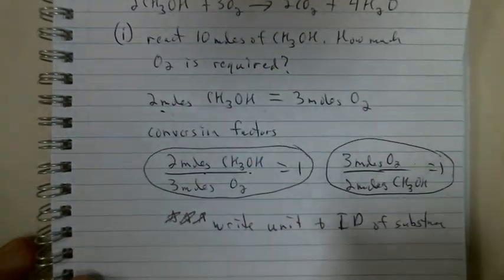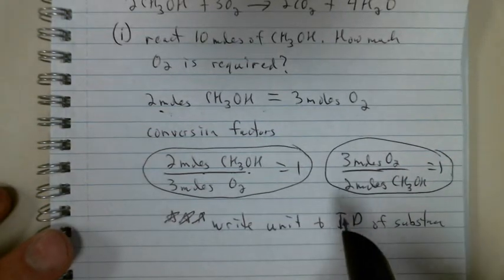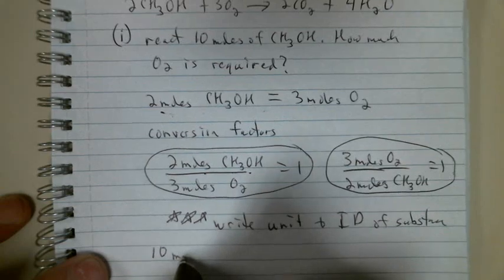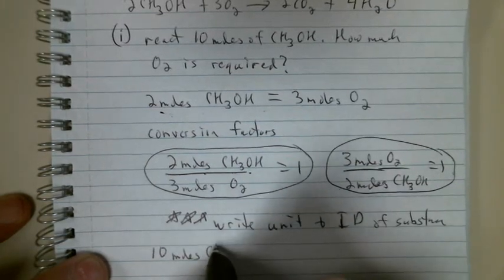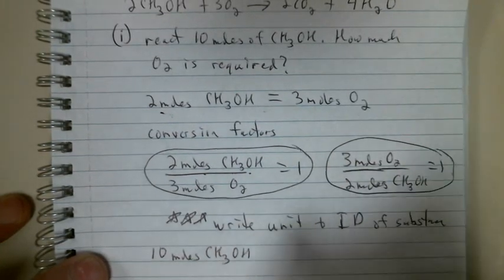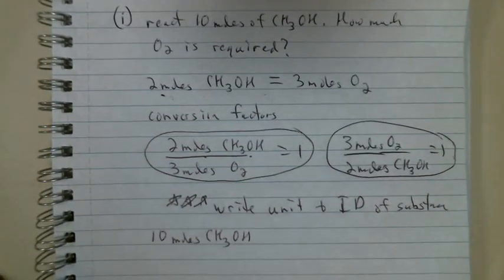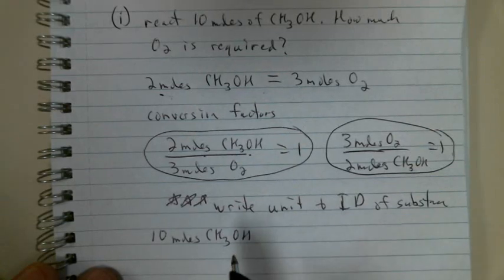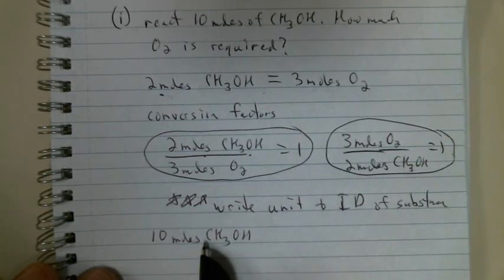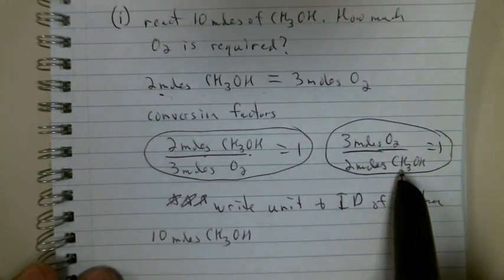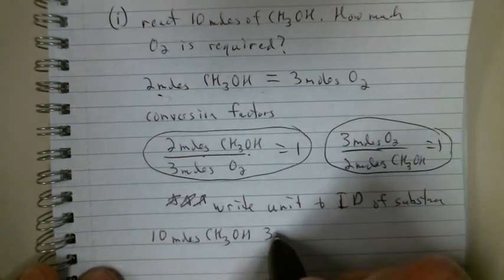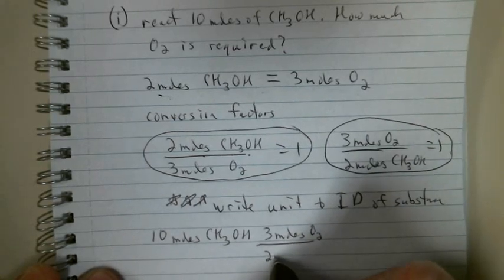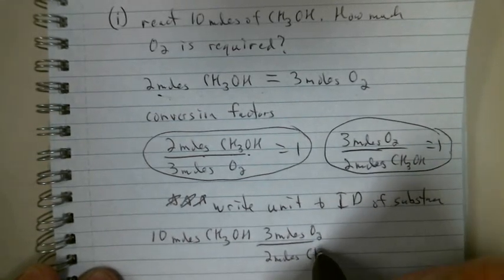So now we've got our conversion factors. We're always going to start with the thing that we're given, right? We're given 10 moles of CH3OH, and we're asked how much oxygen that would take. And so we look at our conversion factors and we look at one that will cancel with this. But it looks like that's in the denominator. So we'll take 3 moles of O2 over 2 moles of CH3OH.